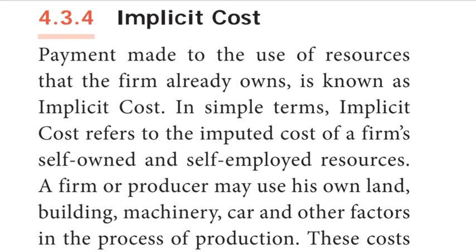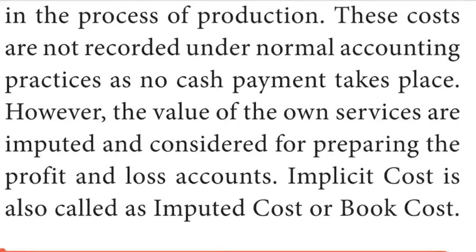In simple terms, implicit cost refers to the imputed cost of a firm's self-owned and self-employed resources. A firm or producer may use his own land, buildings, machinery, car and other factors in the process of production. These costs are not recorded under normal accounting practices as no cash payment takes place. However, the value of the own service is imputed and considered for preparing the profit and loss accounts. Implicit cost is also called imputed cost or book cost.